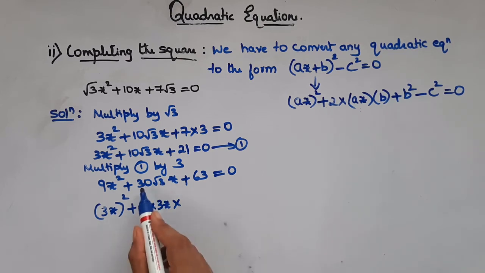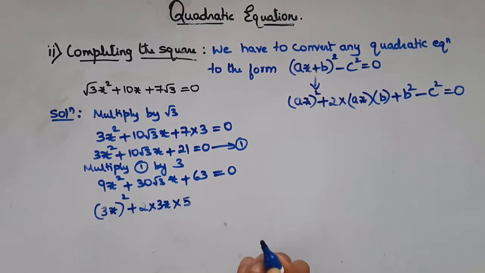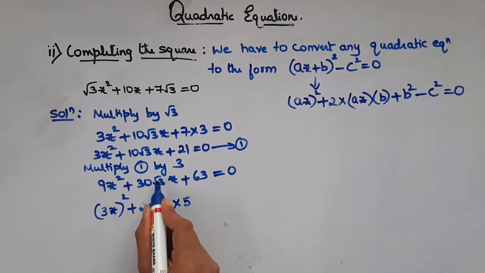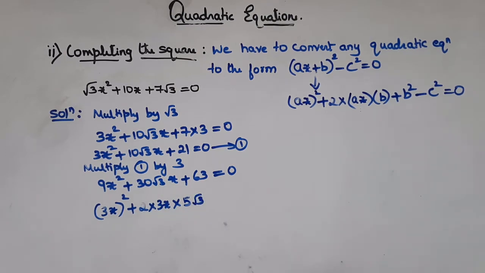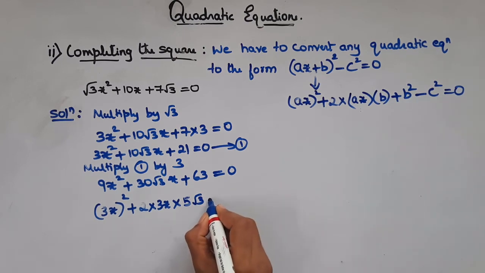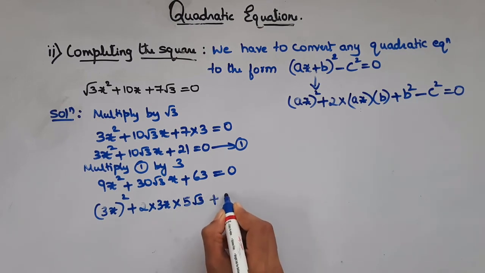So 6, how many is the 30? 6 5s are 30, right? 5. We want root 3 as well. So 5 into root 3. This whole term when you multiply, you will get 30 root 3x, right? So here B is 5 root 3. So we want B square. So 5 root 3 the whole square.